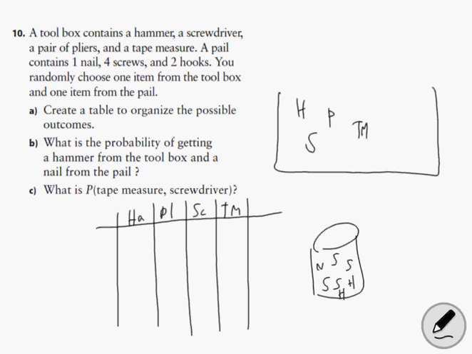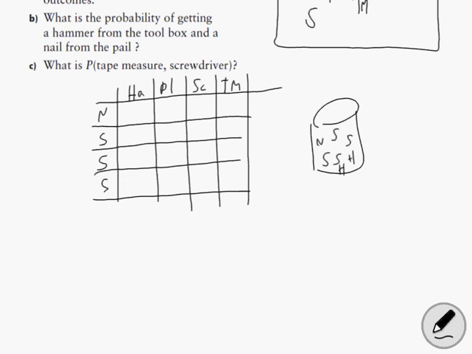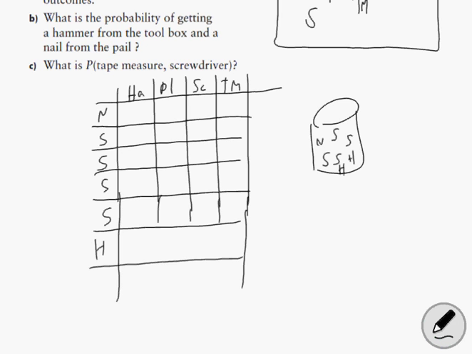Here we'll go nail, screw, screw, another one, another one. And 2, what do the H's stand for again? Hooks. Okay, so there is our sample space. We have hammer, pliers, screwdriver, and tape measure on top. Nail, screw, screw, screw, screw, hook, hook down below.